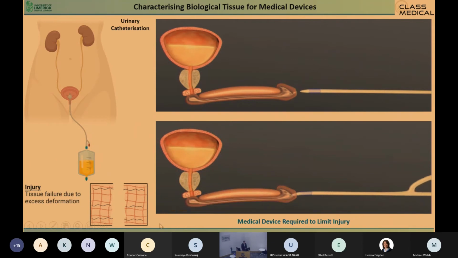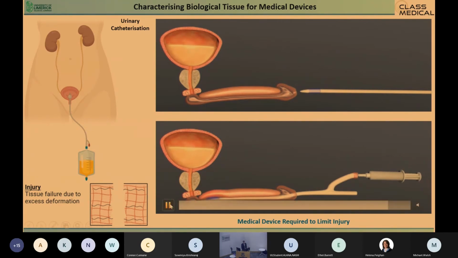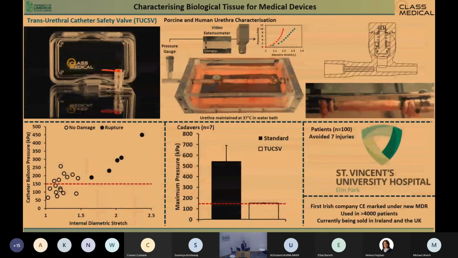But in a small amount of cases, what will happen is the catheter will be inserted, the clinician will believe themselves to be in the bladder, and it will be inflated in the urethra, causing an injury and resulting in potentially stricture disease, potentially losing the use of your urethra. So what we wanted to do was develop a medical device to prevent this type of injury, and we were going to do this through tissue characterization.